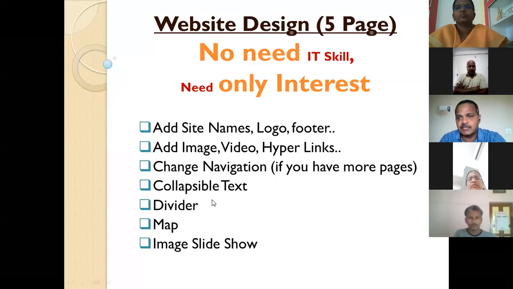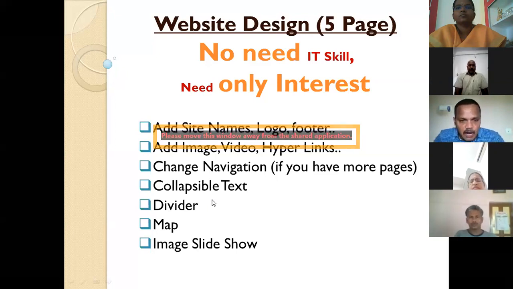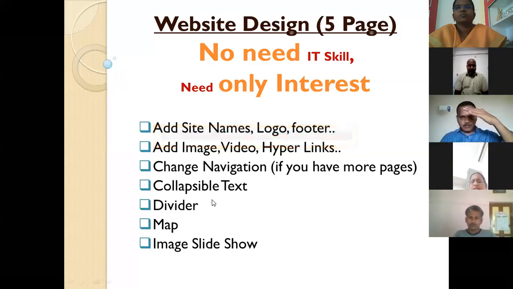Then the navigation bar. You know what is a navigation bar? The navigation bar shows what links you are going to view. And a collapsible text. Collapsible text means there are options where you can hide the text and remove the text at any time. Then a map, particularly for the contact. When you add any contact, you can share the map with your location.